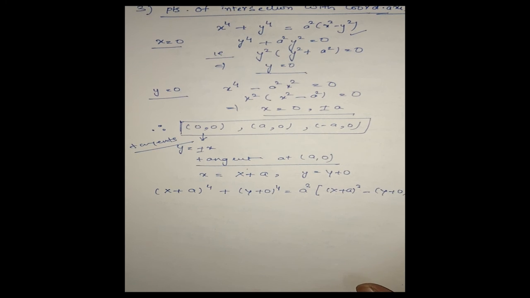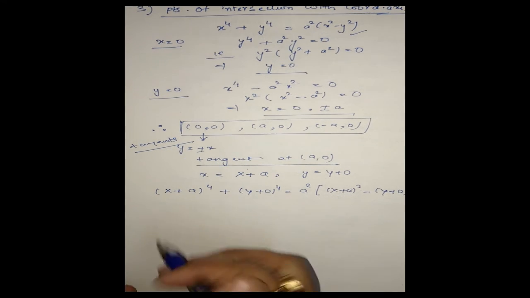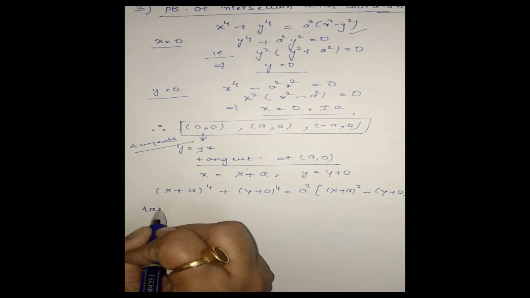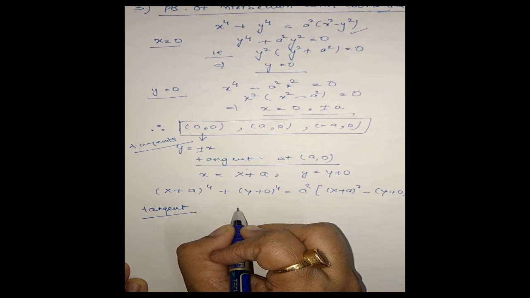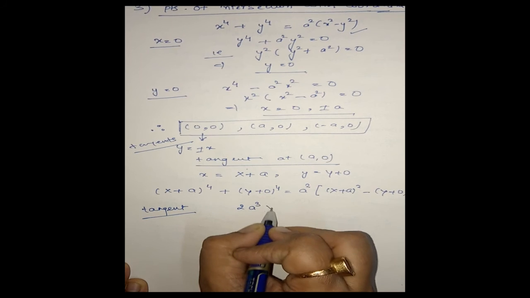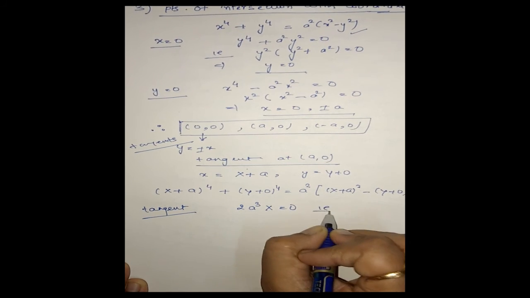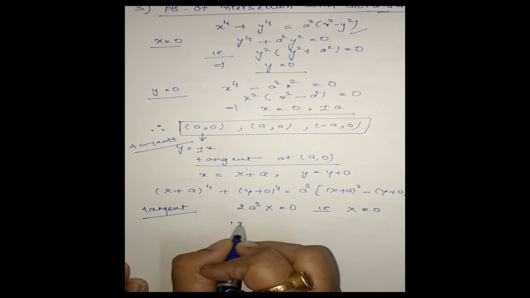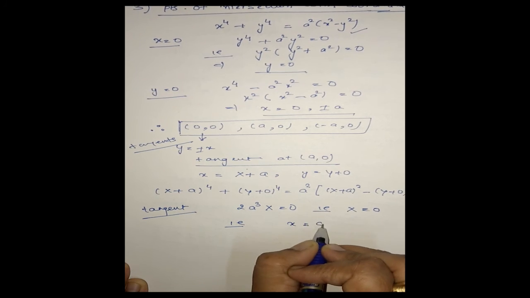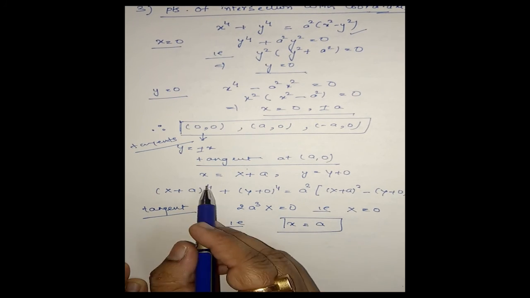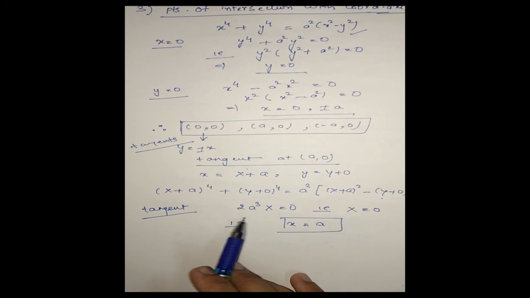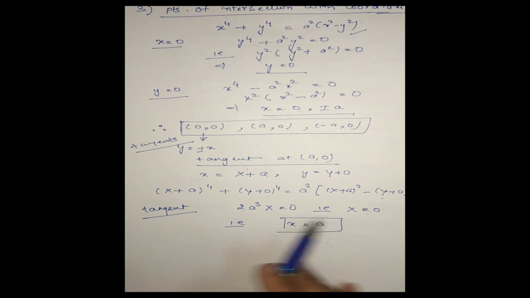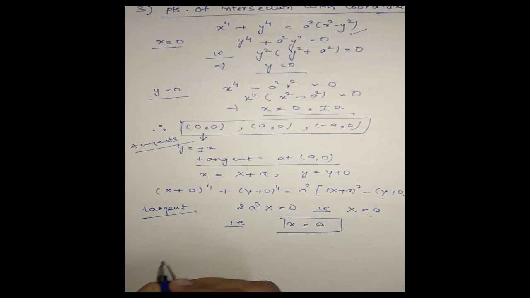Now, from this and equating to 0 the lowest degree term in this equation, tangent will be 2a cube x is equal to 0. That is x is equal to 0, that is x is equal to a. Okay. From this equation equating to 0 the lowest degree term of this equation, the equation of tangent will be this.